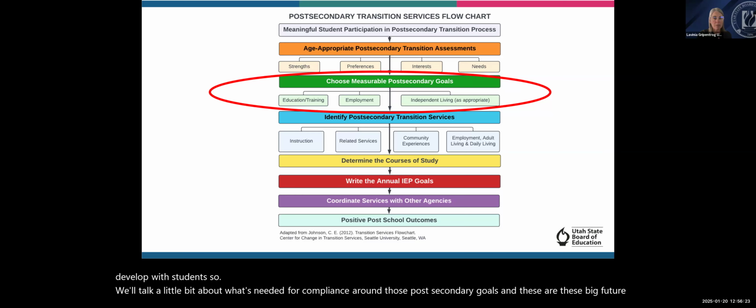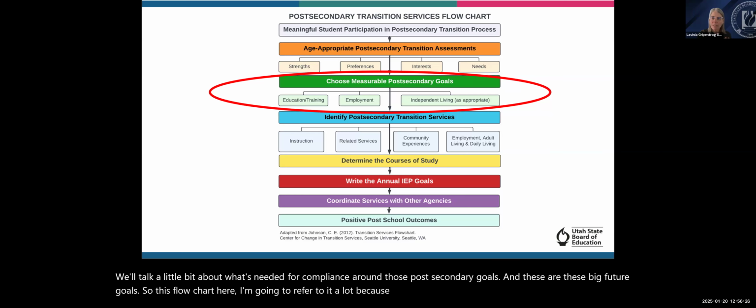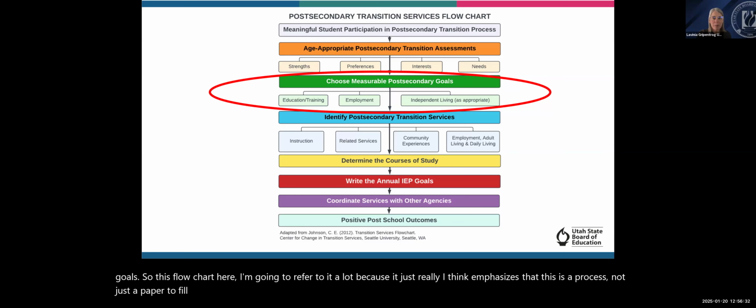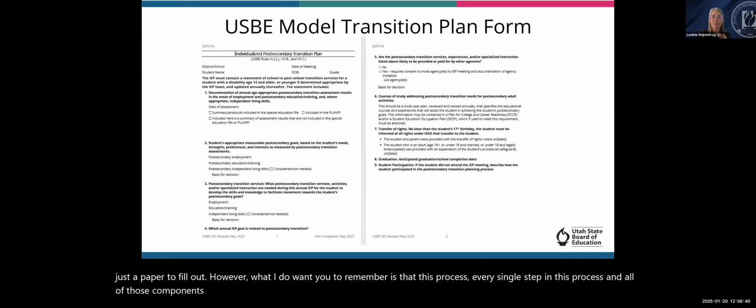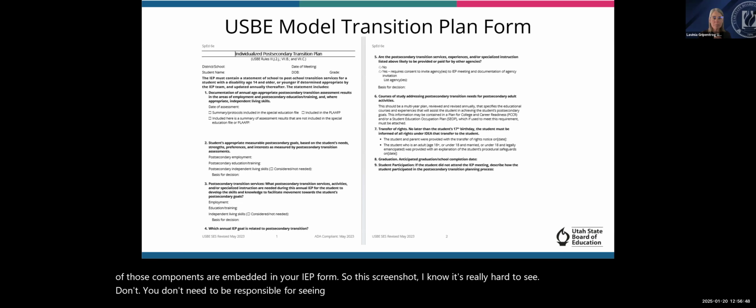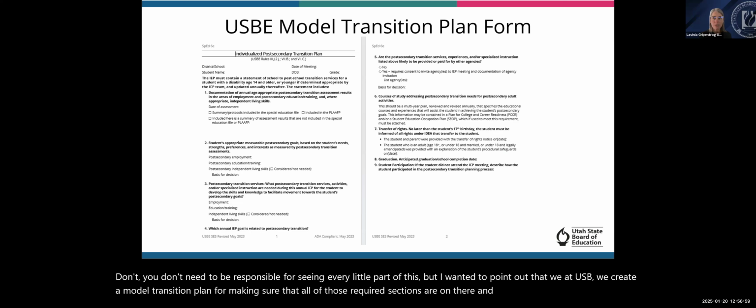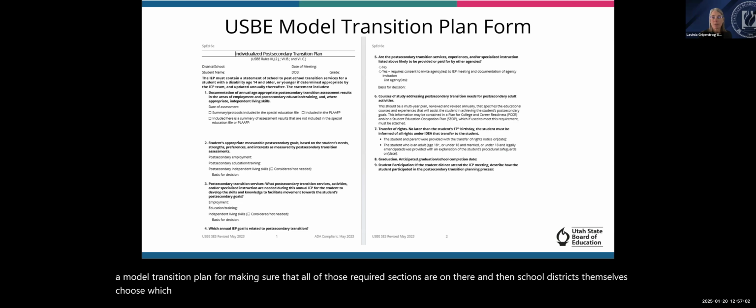So this flow chart here, I'm going to refer to it a lot because I think it emphasizes that this is a process, not just a paper to fill out. However, what I do want you to remember is that every single step in this process and all of those components are embedded in your IEP form. So this screenshot, I know it's really hard to see. You don't need to be responsible for seeing every little part of this, but I wanted to point out that we at USBE create a model transition plan form, making sure that all of those required sections are on there, and then school districts themselves choose which type of IEP platform they want to use.